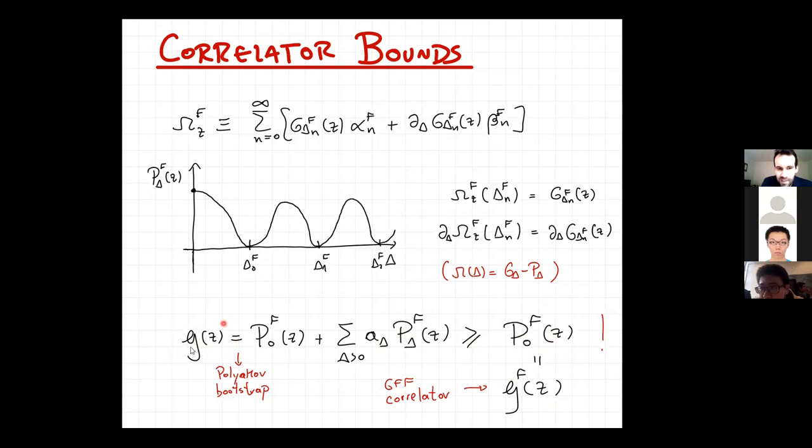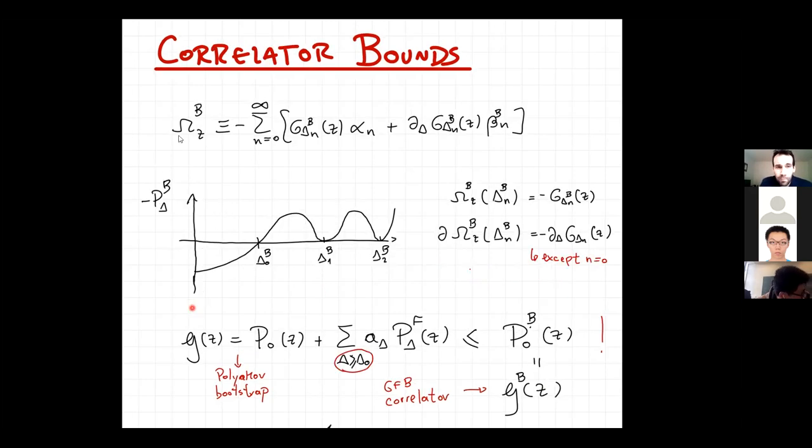So any CFT correlator has to be larger than the generalized free fermion correlator. Of course, this holds when Z is real. And so this is the bound that this functional is associated to. It's a bound on the value of the CFT correlator.